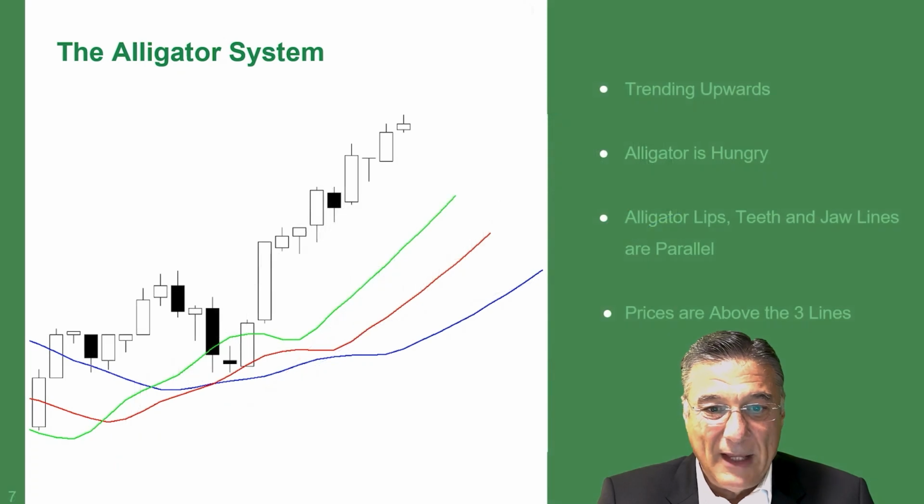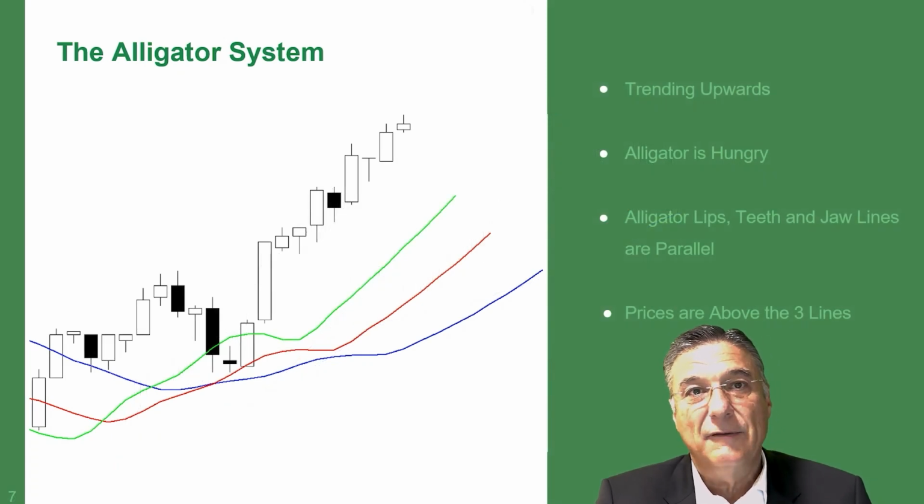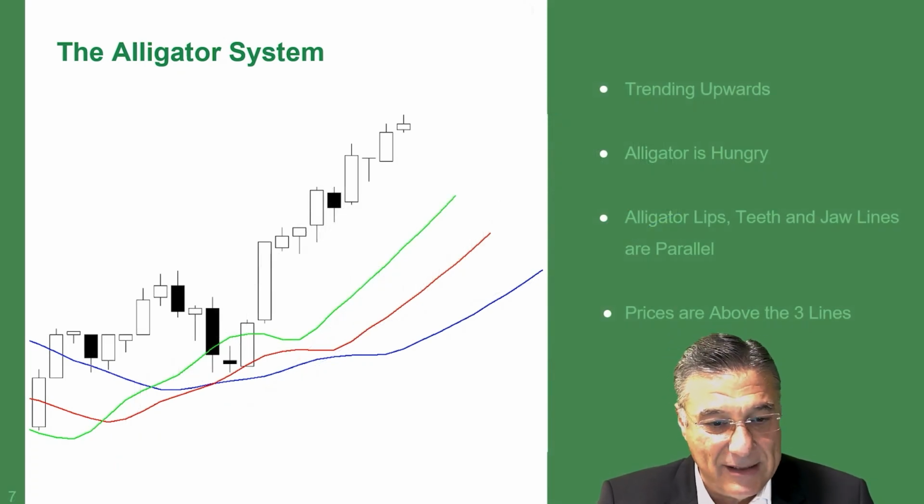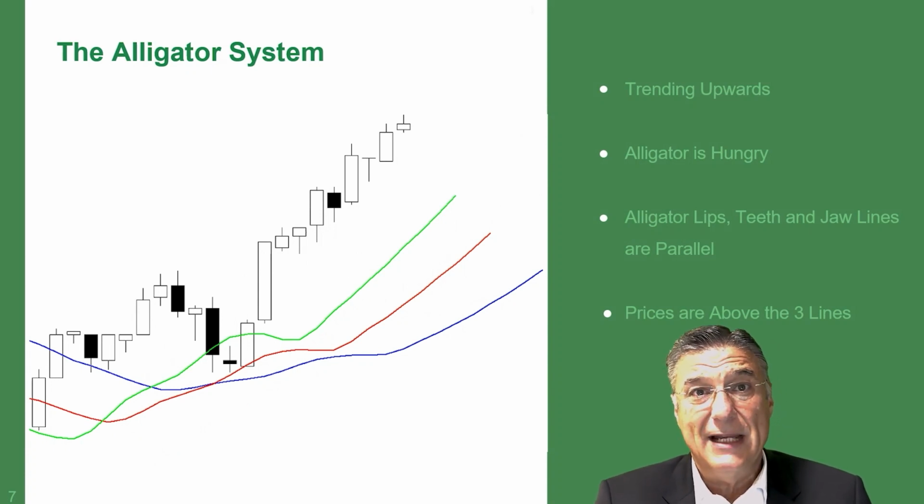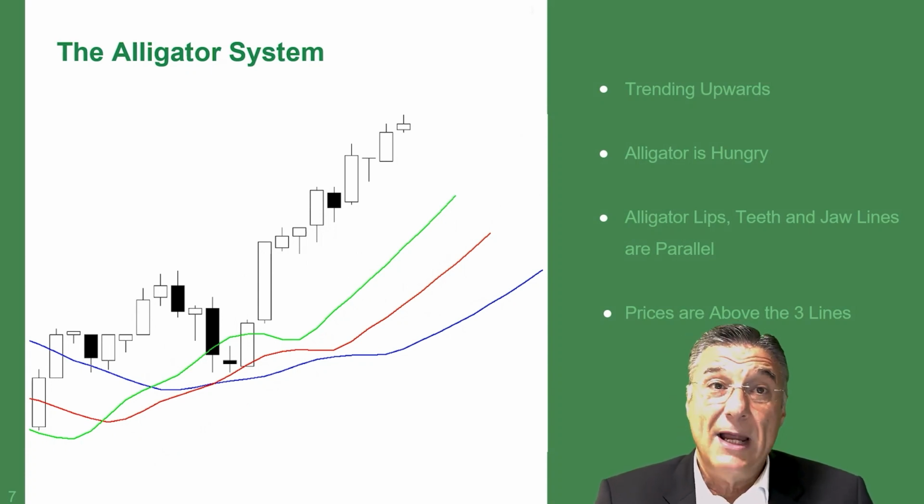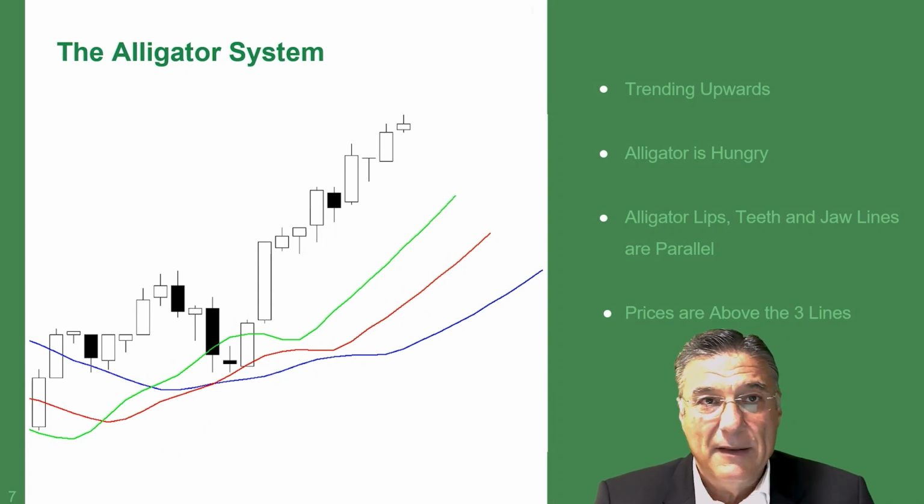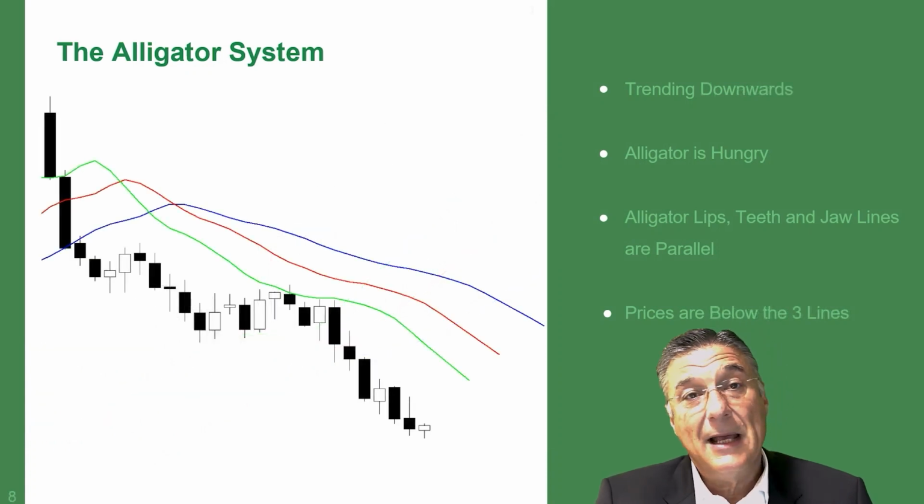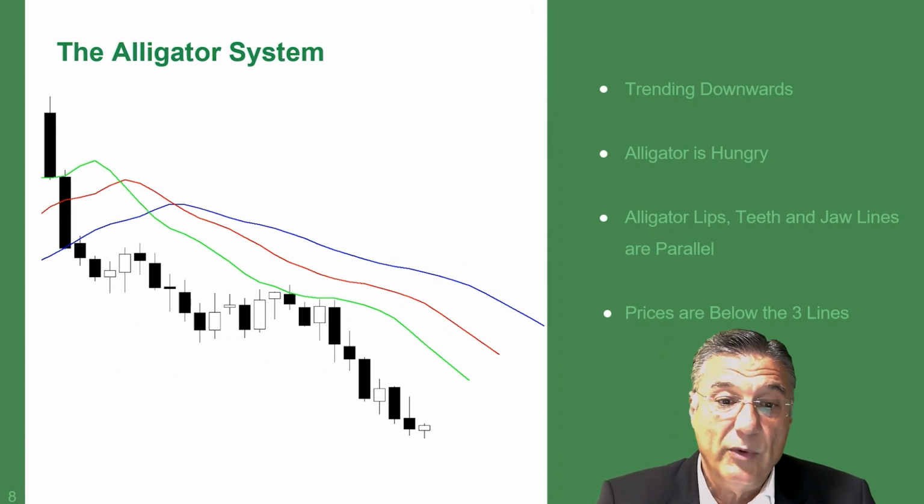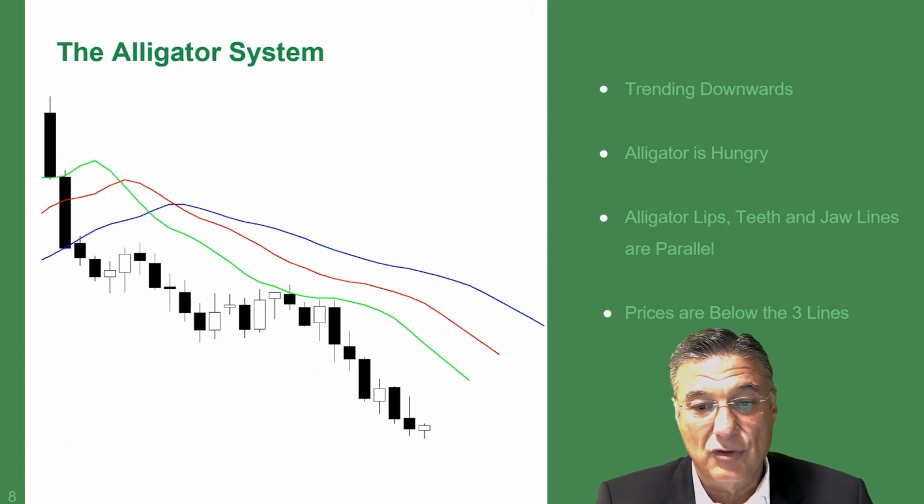Let's move on and see how we identify an uptrend using the alligator system. Very good. When the 3 moving average lines open up and prices are above them, then we can say that the market is moving upwards. Good. And when the prices are moving below the 3 moving average lines, that they are in parallel, then we can say that the market is moving downwards.